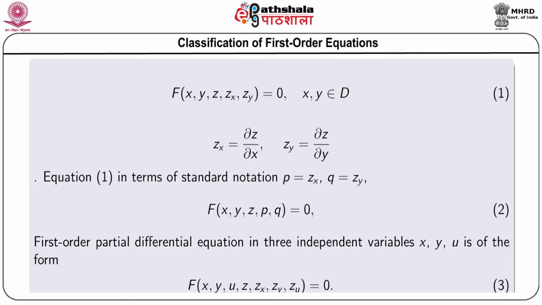In a similar way, one can define a first order partial differential equation in 3 variables x, y, u in this form, which is written in equation number 3. Here x, y, u are independent variables and z is the dependent variable.